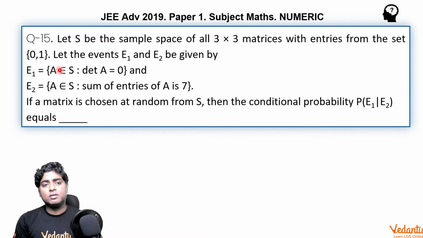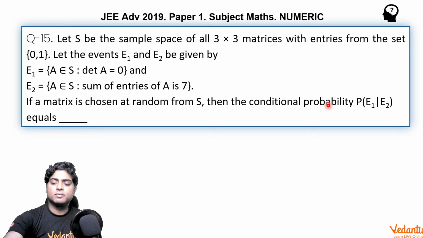Means E1 consists of those matrices whose determinant is 0 belonging to the set S, and E2 is defined as the set of matrices A belonging to the same set S such that the sum of entries of A is 7. If a matrix is chosen at random from S, the conditional probability P of E1 given E2 equals. We need to find this conditional probability.